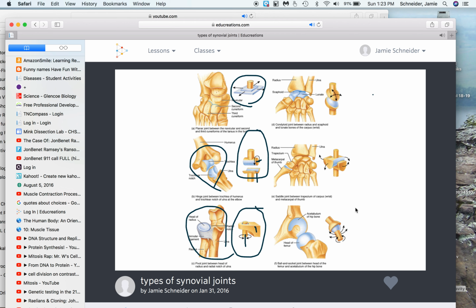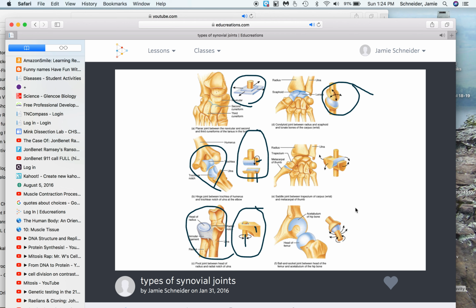The next one is the condylar joint, shown here. And this is a condyle shape, which means it's more elliptical. It's convex on one side and concave on the other to meet up. It allows an up and down and side to side movement. So you're getting two movements, which is more biaxial.